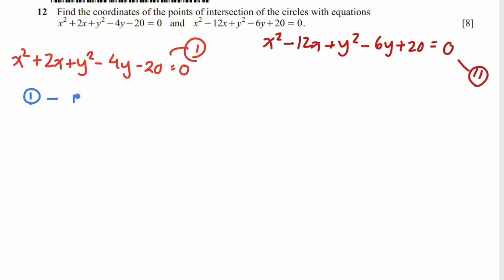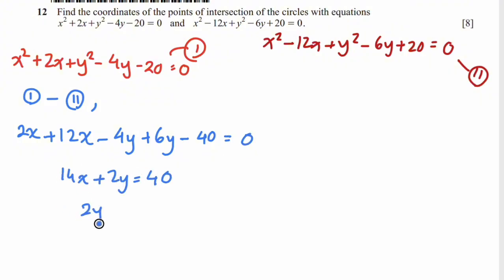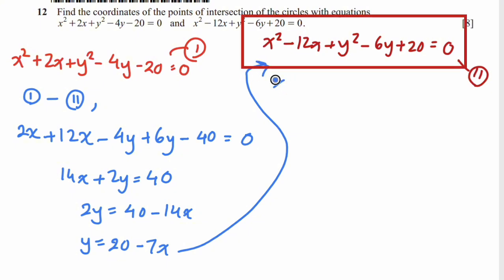Let's subtract 2 from 1. This x squared and x squared cancel out, and this 2x and this minus 2x, this minus 2x becomes plus 12x, and the y squared and the y squared cancel, and minus 4y over here, and this minus 6y becomes positive 6y, and this positive 20 becomes minus 20, and that is just equal to 0. So, oh, we have a linear equation. Very nice. Minus 14x, or y is equal to 20 minus 7x. Now let's substitute y into this equation.